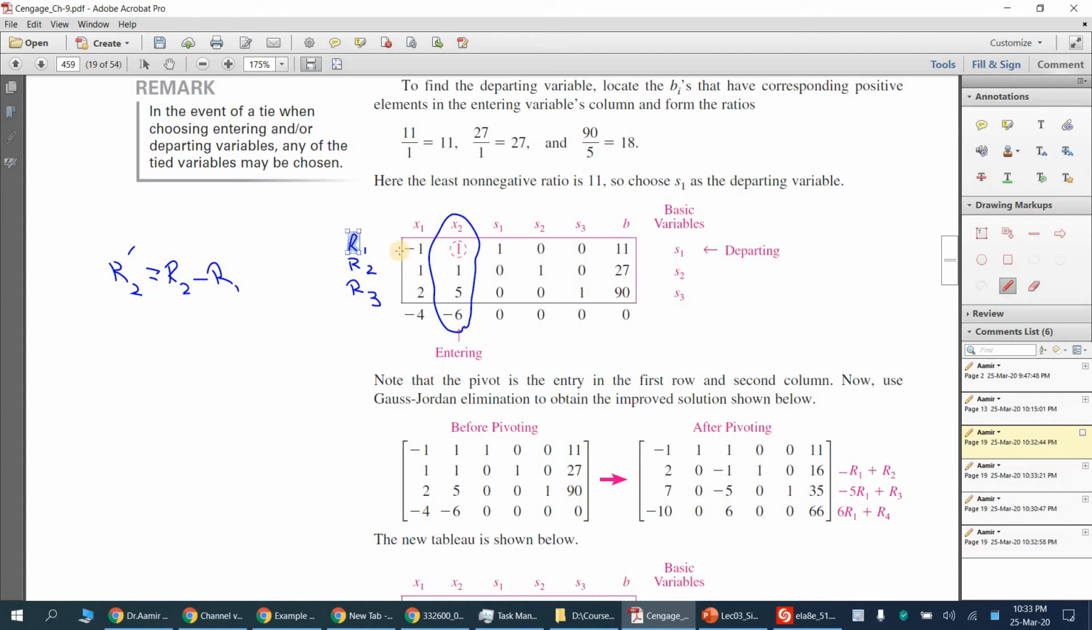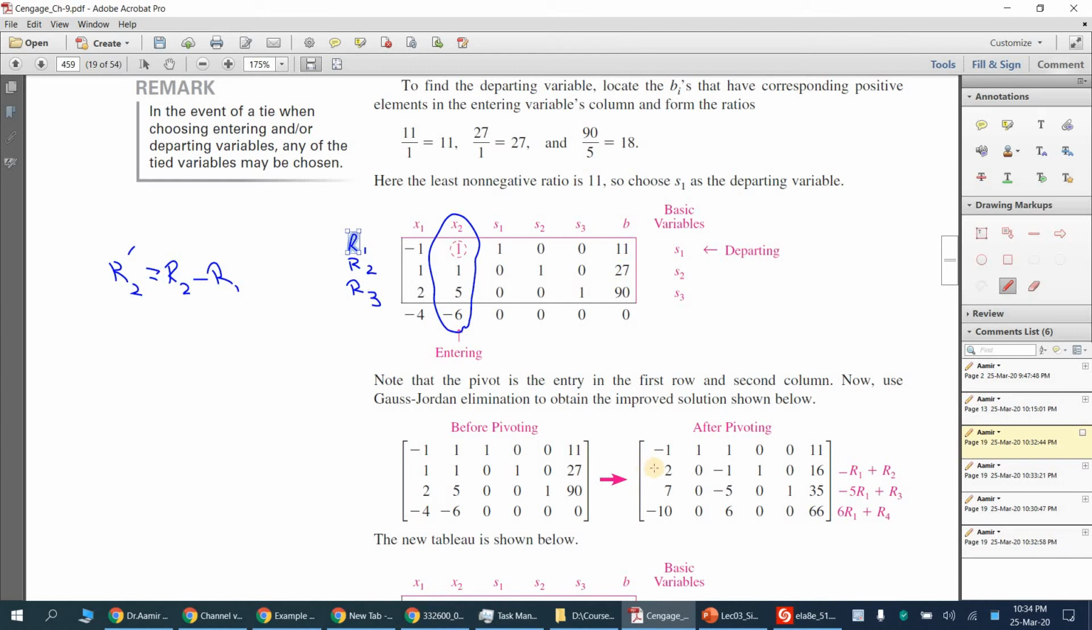To subtract, you change the signs of the upper row and then add it to this row. So this will be 1 plus 1, which is 2. This will be 1 minus 1, 0. This will be 0 minus 1, minus 1. Here it will be 1 minus 0, it is 1, and 0 minus 0 is 0. And 27 minus 11 will give you 16. So 16 will come over here instead of 27.